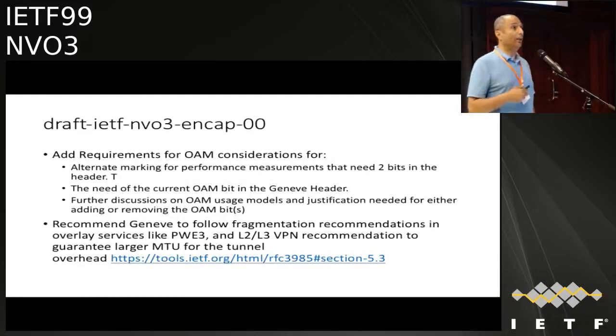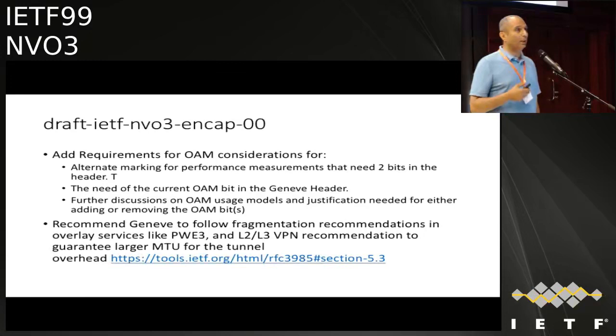We added more clarification on the OAM aspect because there were some requirements made from OAM about alternate marking and the need of 2 bits. And I think recently there was some discussion about how we can live with 1 bit instead of 2. So I think the OAM general usage and usage model justification need to be discussed more. There was some discussion about removing or repurposing the current OAM bit in the Geneve header, and so we need to, as Matthew mentioned, talk more about how OAM can be addressed in general, and how that will impact the Geneve tunnel, right?